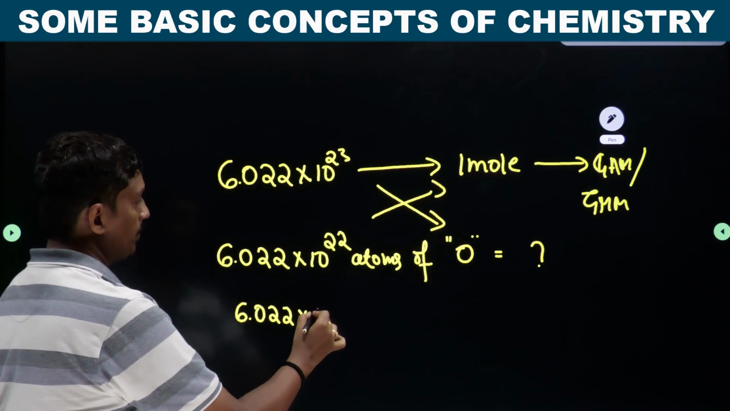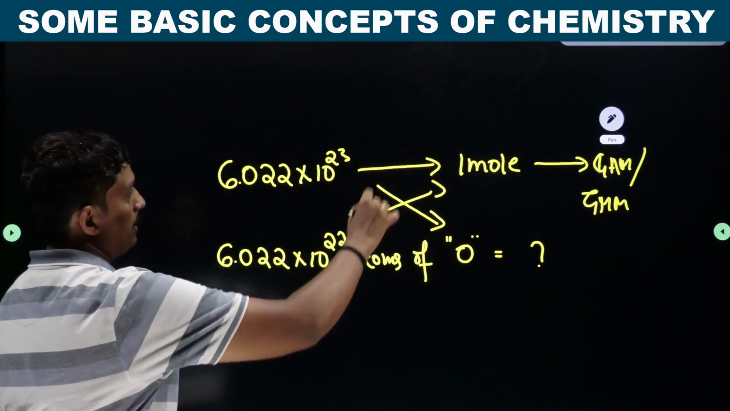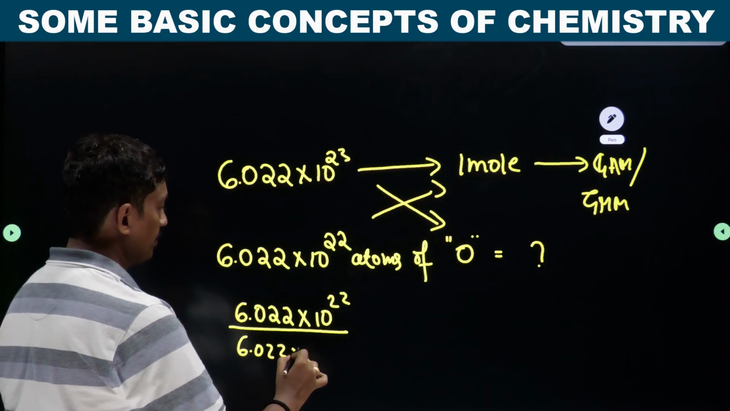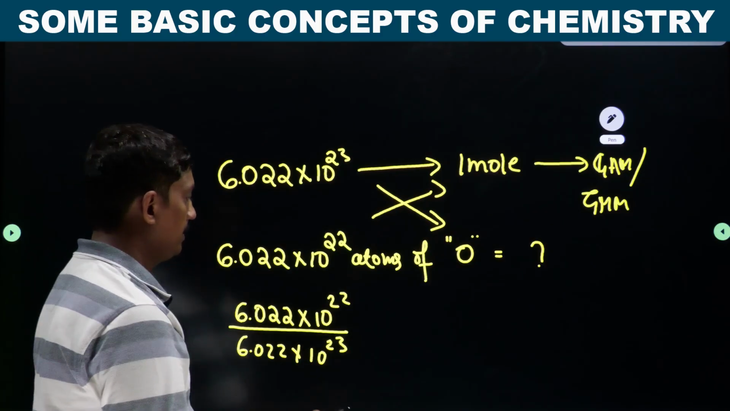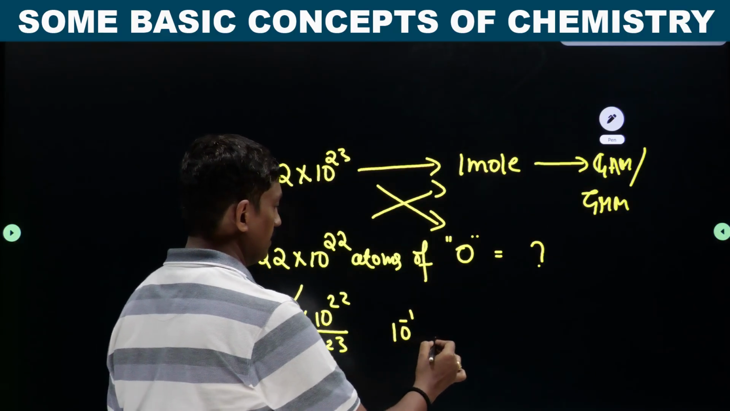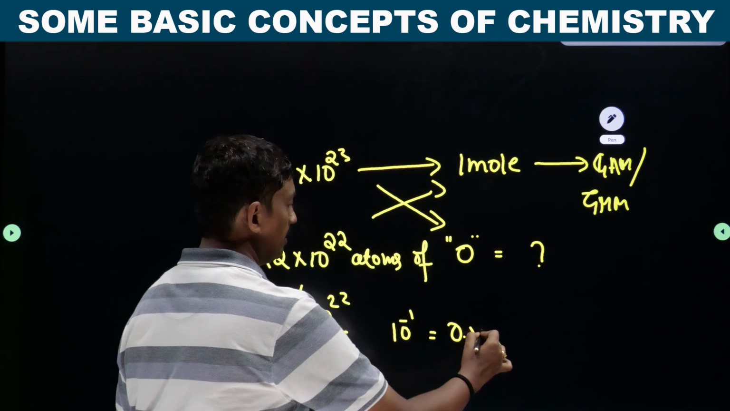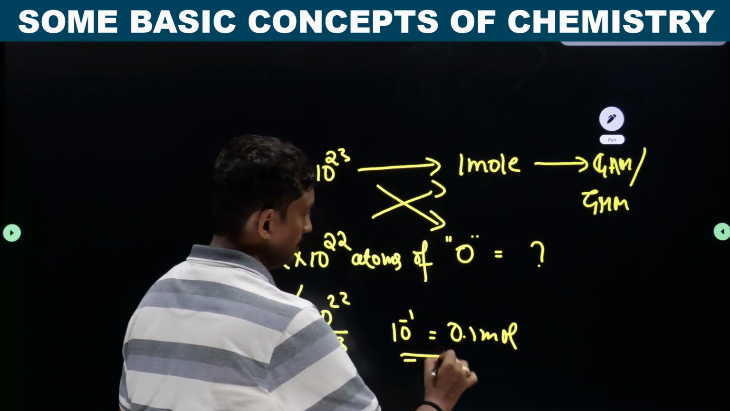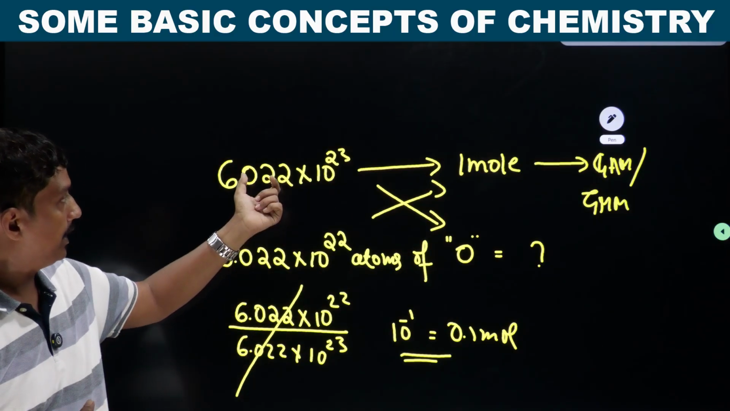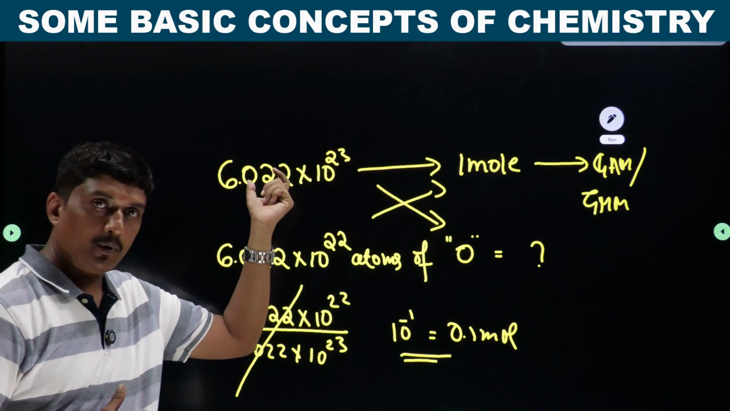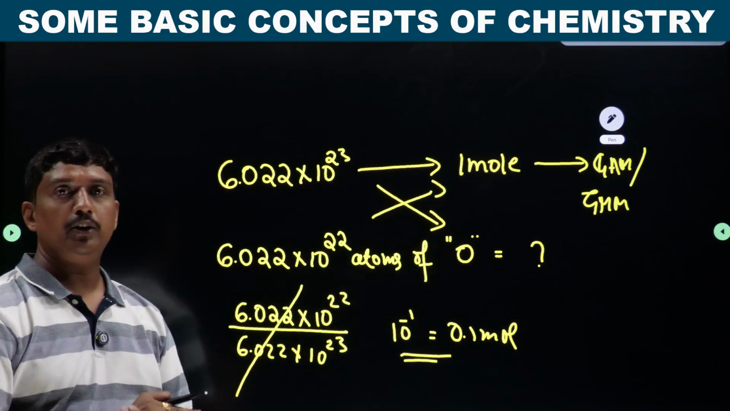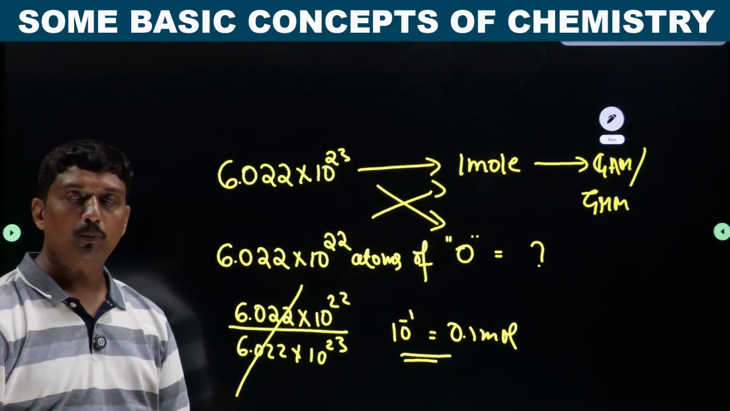6.022 into 10 to the power 22 divided by 6.022 into 10 to the power 23. This gets cancelled. 10 to the power minus 1. 10 to the power minus 1 is 0.1. So what did we do here? Here the number of particles, the number of atoms, is given. This number is converted into moles.